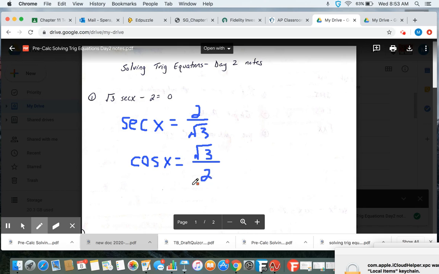All right. So what angles have an x value of root 3 over 2? Okay, so what angles would have an x of this? And if you're thinking to yourself, well, special angles of pi over 6, then you're correct. And then you'd say, well, we have a positive x, and x is positive in quadrant 1, and x is positive in quadrant 4. So my answers would be pi over 6 and 11 pi over 6.